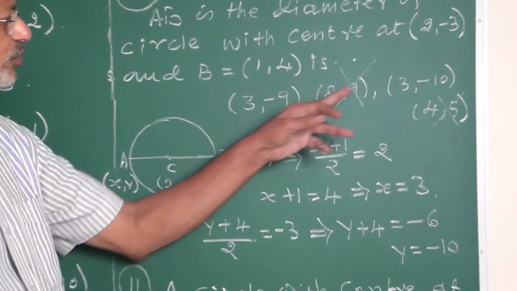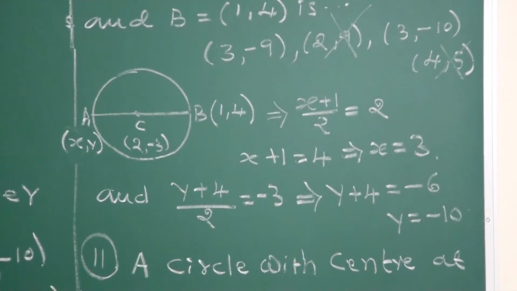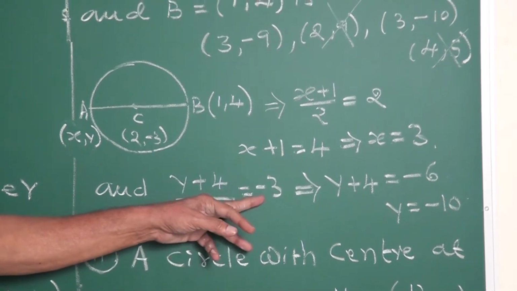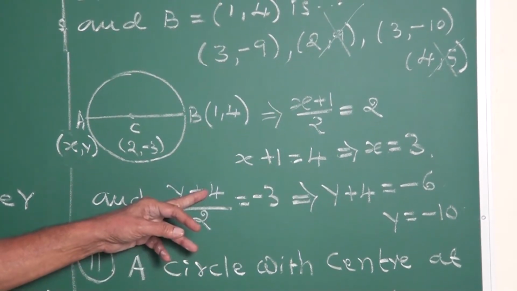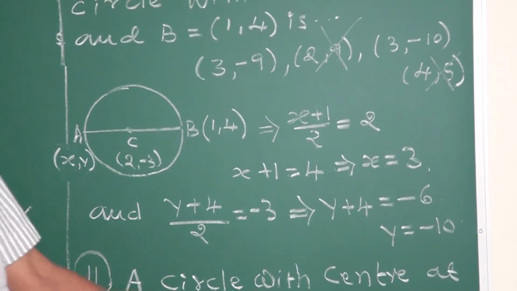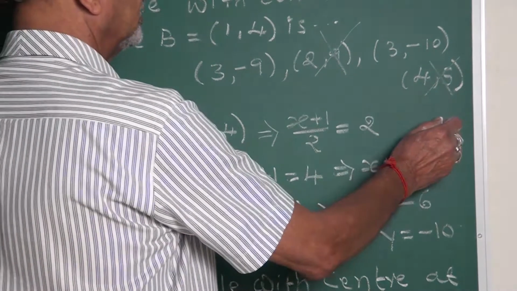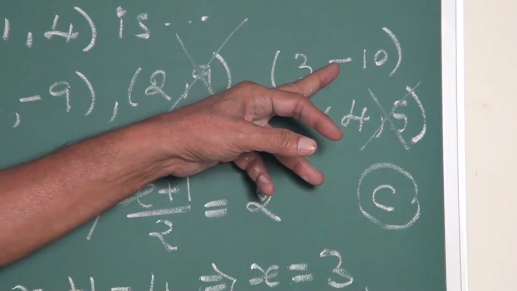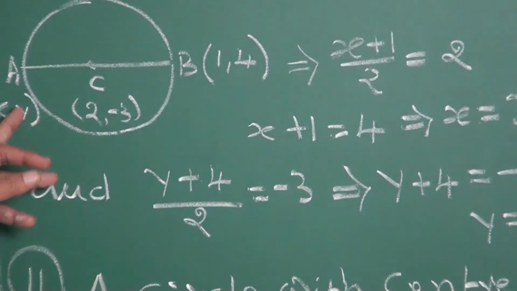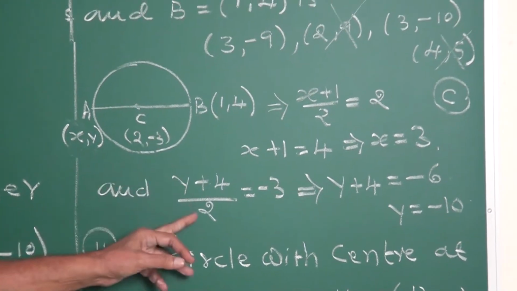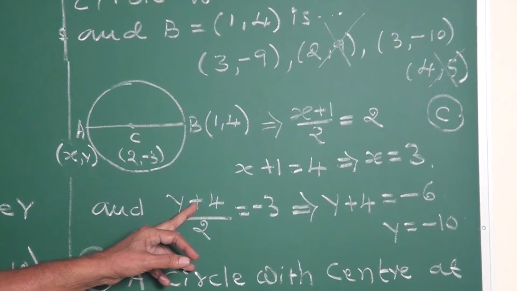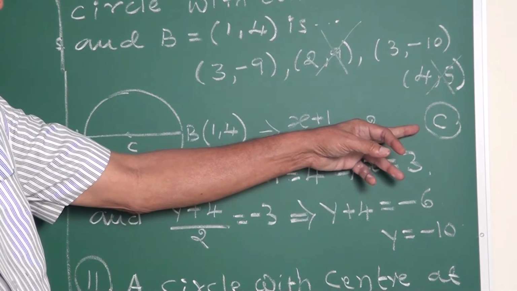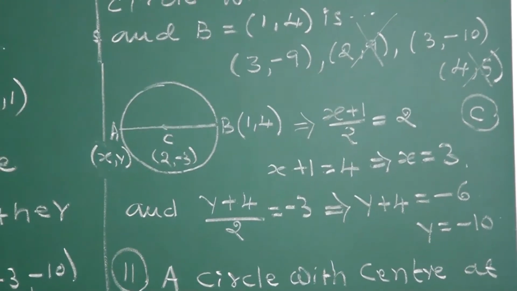Now just go to check about what? Y coordinate. Yes. (y plus 4) upon 2 is minus 3. These are even numbers. Minus 6 minus 4 is minus 10 will be your option. Therefore, my friend, which option is your answer? C. Without writing, you must answer whether it is minus 9 or minus 10. Yes, C. Take that side, minus 6 minus 4 is minus 10. Therefore, C will be your option. Answer is C.